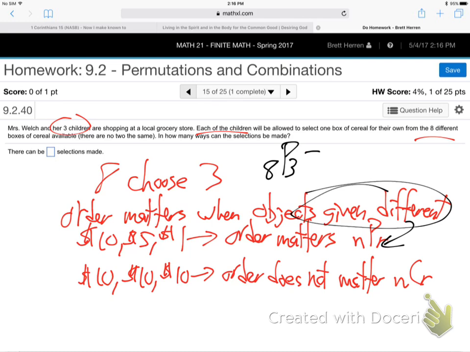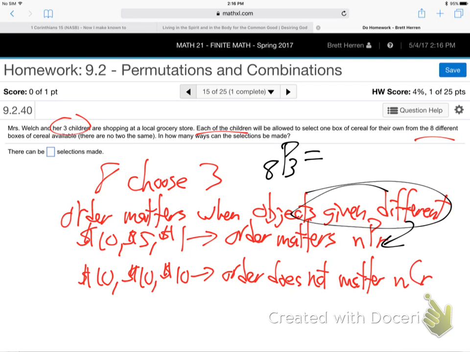8P3. Order matters because the cereal boxes are different. If they were all the same cereal, it would be different. It gives different results. So see, it's a little subtle, isn't it? You've got to be careful. That's why I couldn't get an A. Subtle. So 8P3. Somebody get that in their calculator?